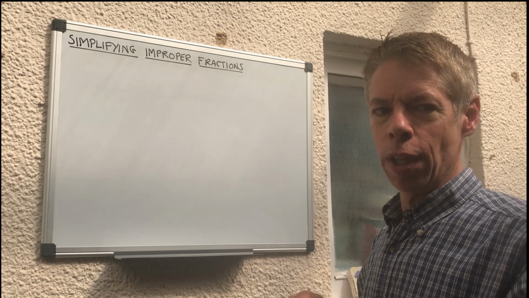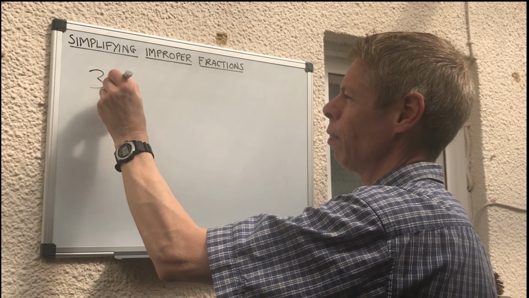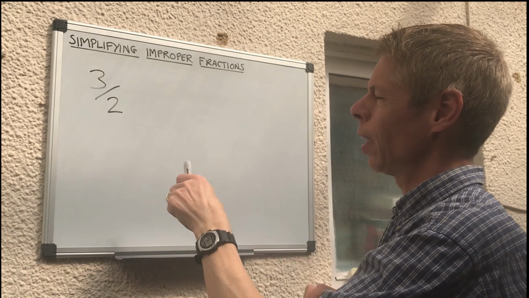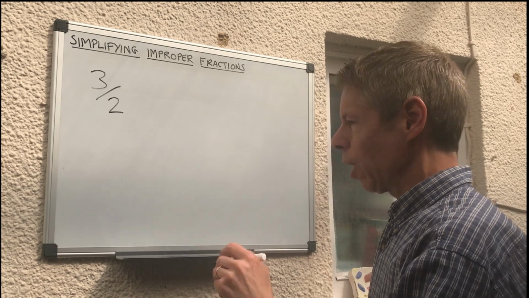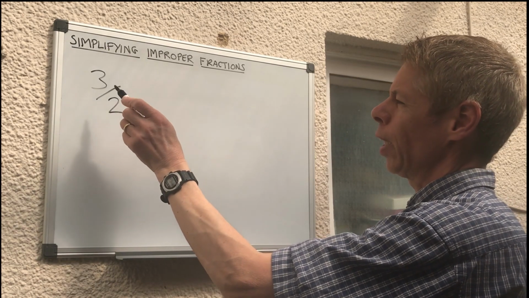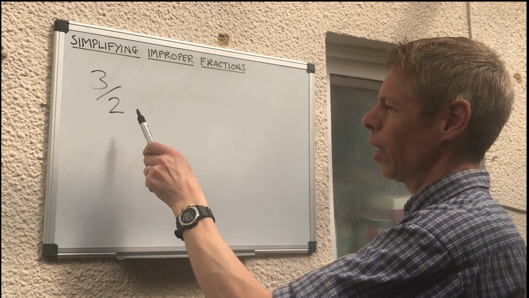In this video we're going to be continuing our fraction series and looking at simplifying improper fractions. As we've said before, an improper fraction could also be called a top-heavy fraction because it's a higher number on the top than on the bottom. We've got one here, 3 over 2. Remember, it means 3 divided by 2.